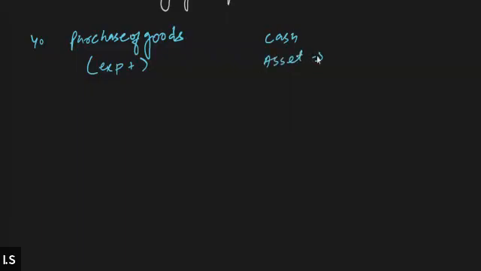The fourth transaction, since we are buying goods again, purchase of goods will again be considered as an expense. Expenses are increasing, right? And on the other hand, since we are buying it on cash, our cash is decreasing. That means assets are decreasing. So the general entry for this will be again purchase account debit to cash account.